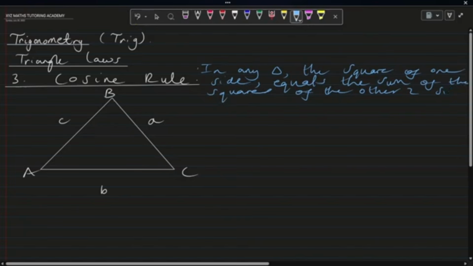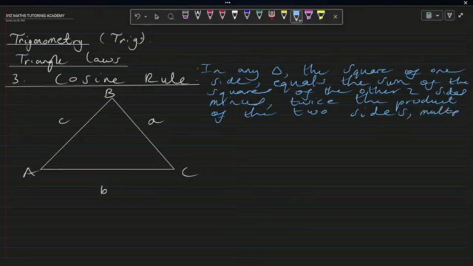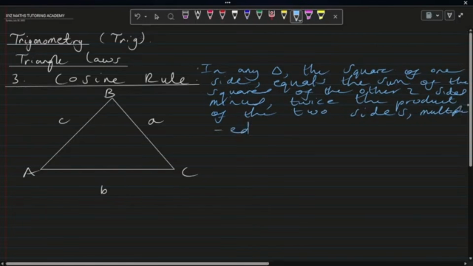It's minus twice the product of the two sides multiplied by cosine of the included angle, or the angle between the two sides.